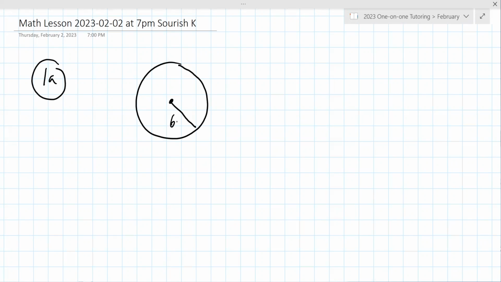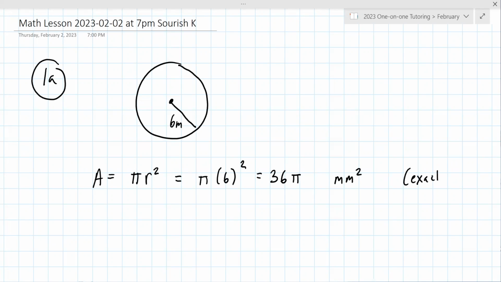Yeah, I agree. Okay. Now the area, and I don't see the formula. I just see you substituting the numbers into the formula, but it's pi r squared. So that's pi times 6 squared, which is 36 pi millimeters squared. So that's your exact answer.